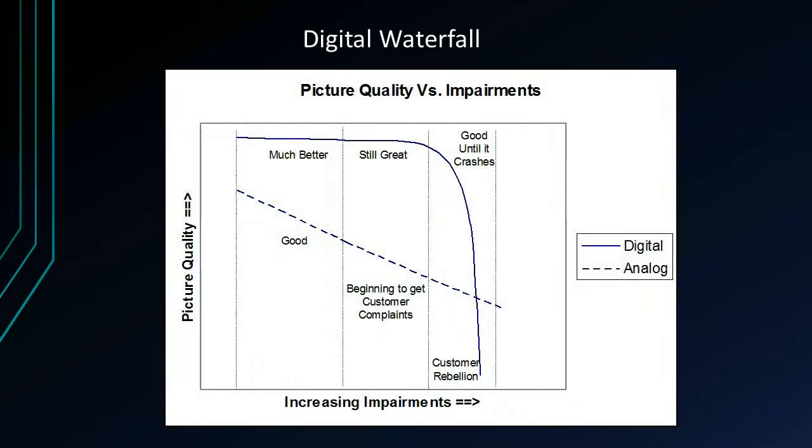This is a chart depicting a digital signal cliff effect. Notice that in the analog mode the signal degrades at a gradual rate. Now, look at the digital signal which, as stated before, will carry the signal quality up to the point where the signal is too degraded to carry the information necessary to maintain a picture.